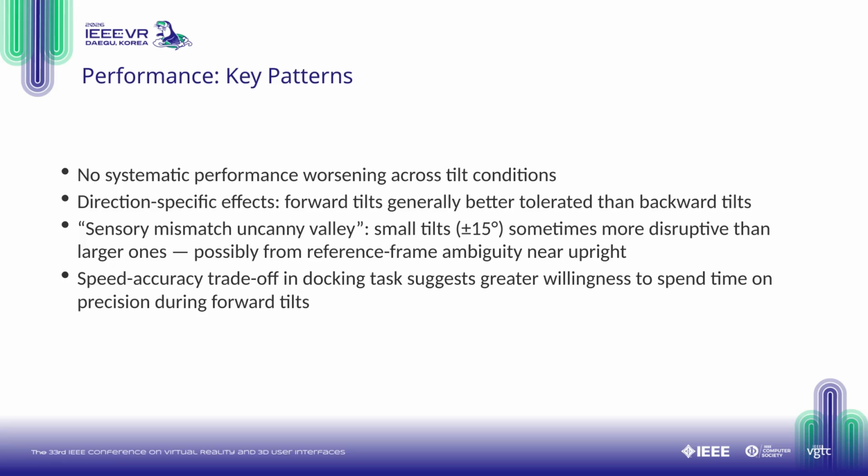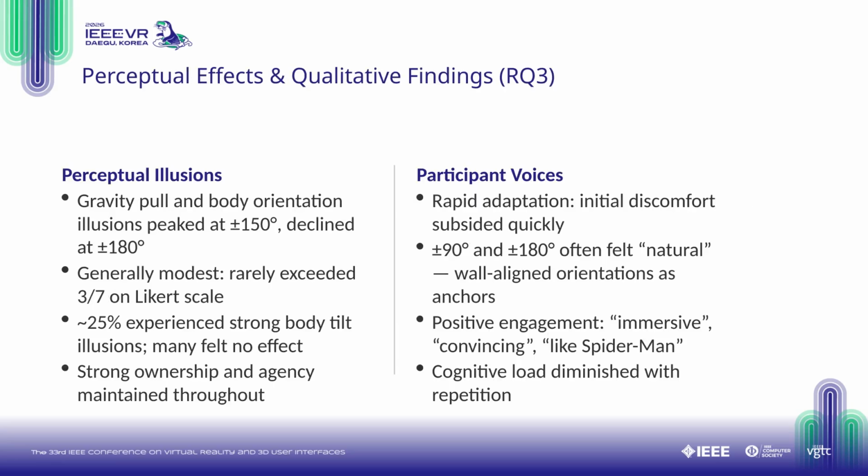We interpret this as a kind of sensory mismatch uncanny valley, where the conflict between visual and vestibular cues is subtle enough to create reference frame ambiguity. At larger tilts, the conflict is unambiguous, and the perceptual system can commit to the tilted frame and adopt more stable motor strategies.